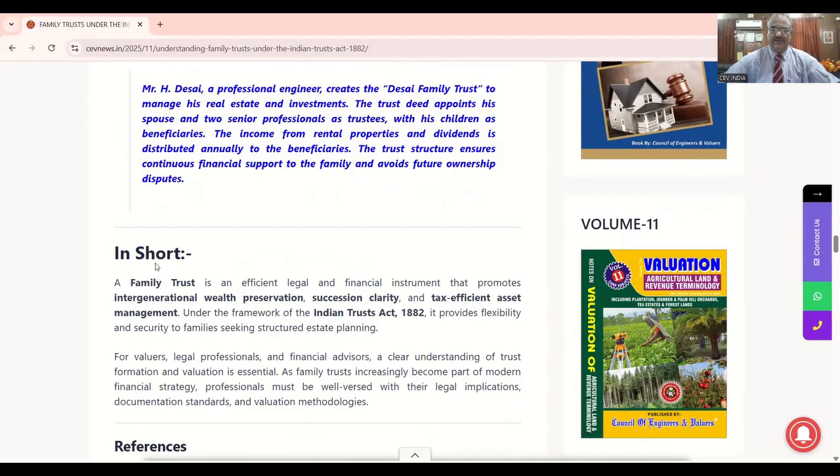As of now, we will understand for valuers, legal professionals, and financial advisors, a clear understanding of trust formation and valuation is essential. A family trust has increasingly become part of modern financial strategy. Professionals must be well versed with its legal implications, documentation, standards, and valuation methodologies. That is very important for valuers.